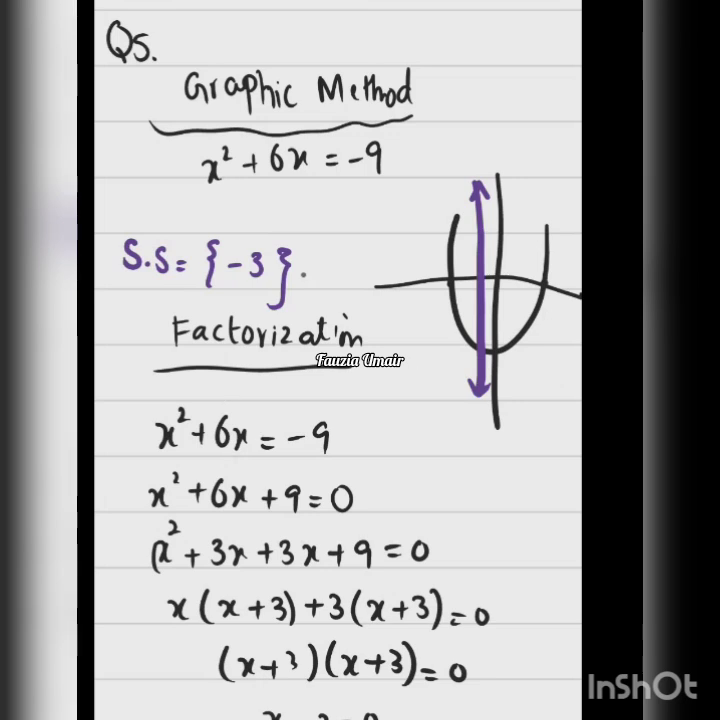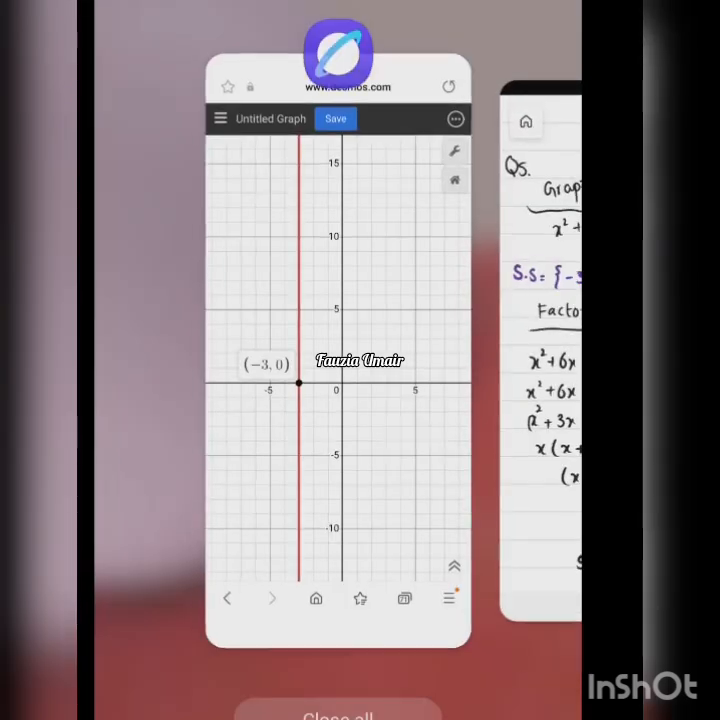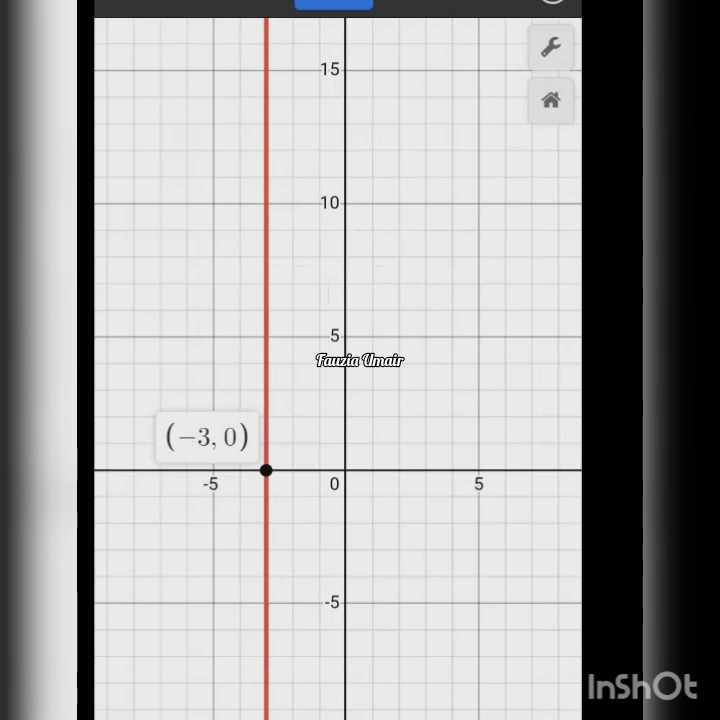Ma'am, how do we draw this graph? On the copy, you know how you will draw the graph on the copy? You will draw it like this. So this is your axis. On the x-axis, in this quadrant, at -3 you will draw a line.